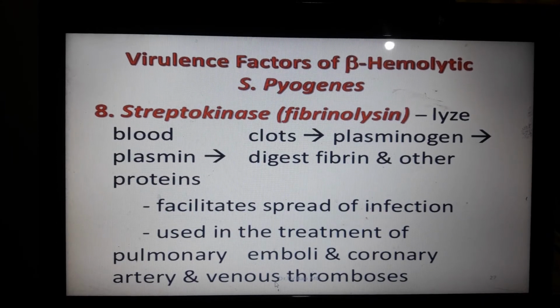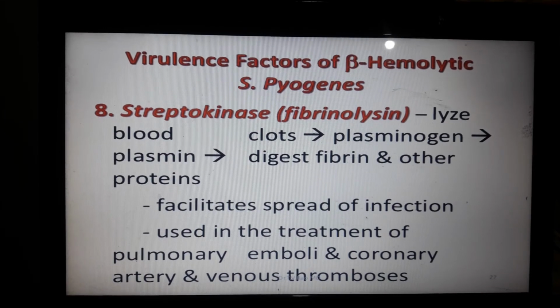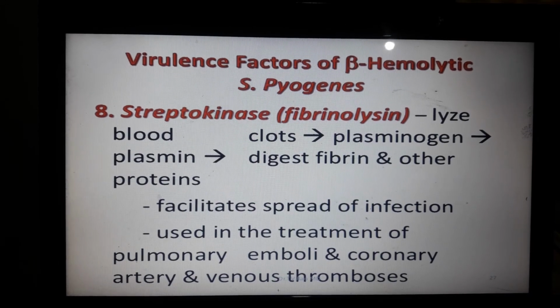It is used in treatment of pulmonary emboli, coronary and venous thrombosis. Streptokinase is a drug also used in the treatment of thrombosis, or blood coagulation and aggregation, in patients suffering from pulmonary emboli or coronary artery or venous thrombosis.